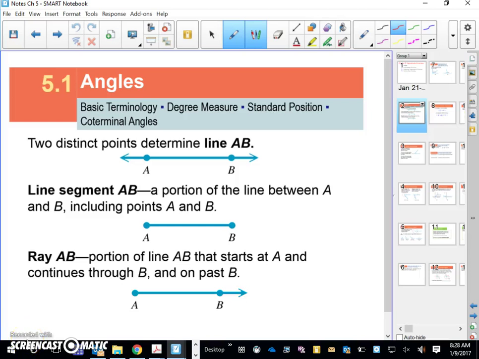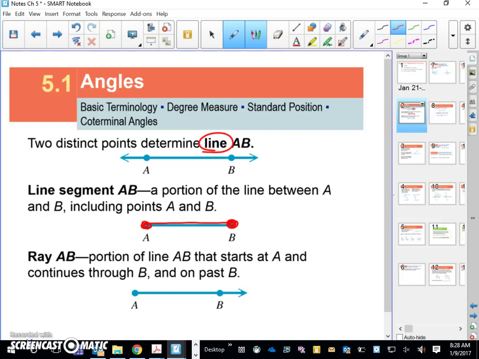Section 5.1 is on angles, and you'll know a lot of this stuff. I think a lot of times the first lesson starts off easy, but we talk about a line. Looks a lot like geometry here. Two distinct points determine line AB. A line segment, notice the line segment doesn't have the arrowheads on the end. It doesn't continue off in either direction.